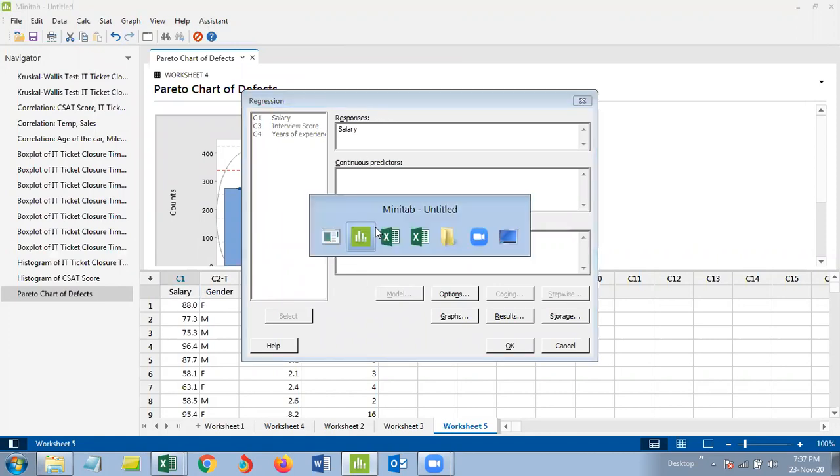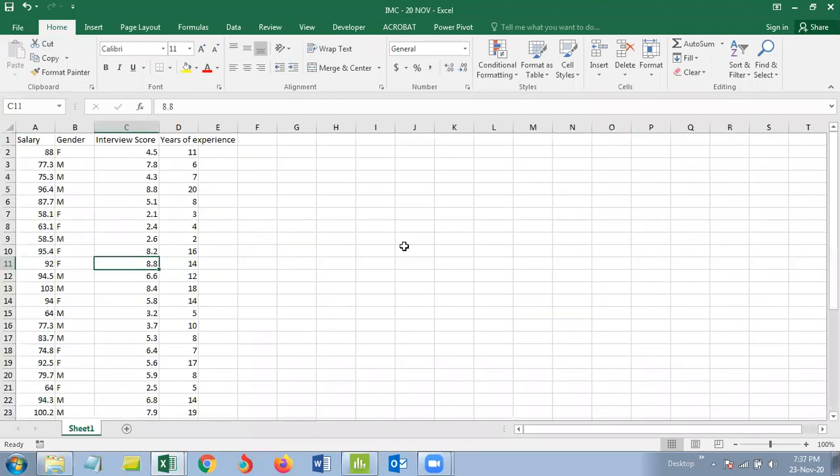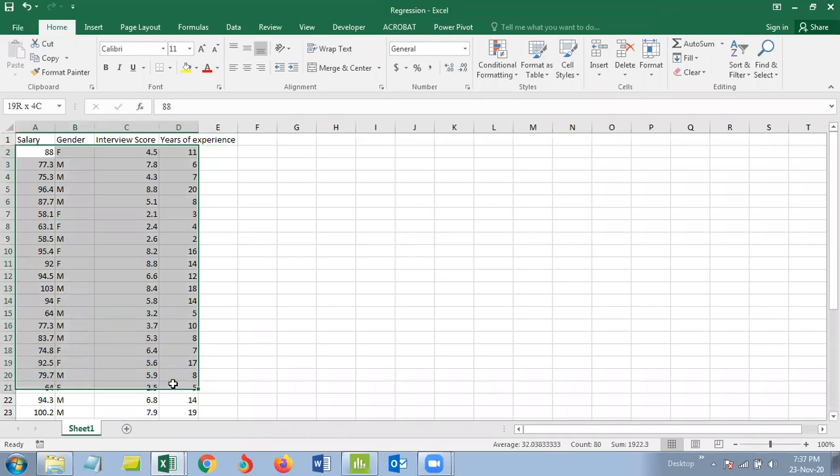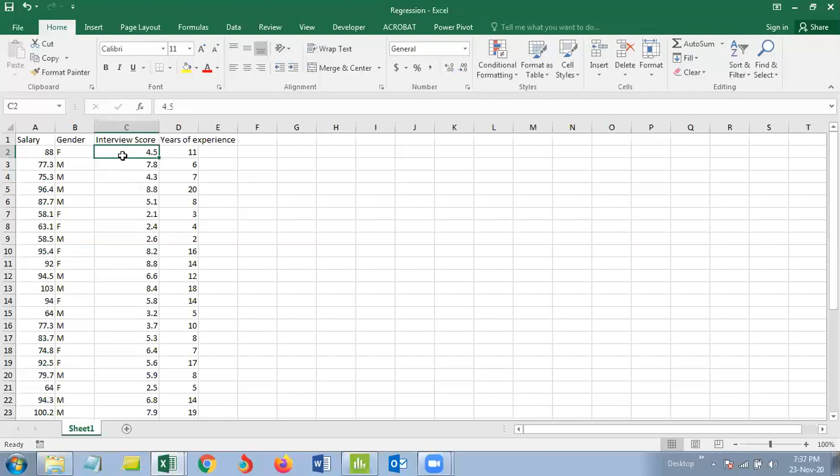While we're doing this, what these people did is they checked historical data. These people were already hired. They are working with our company or not, but they were hired at some point in time by the organization. We want to use our historical data to make future predictions. In our HR hiring files, we saw that some female was hired at a salary of 88. When she appeared for the job interview, she scored about 4.5 out of 10, and her experience was 11 years.